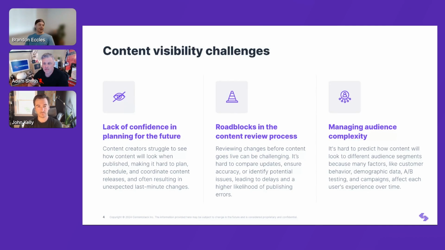Talking about content visibility, we want to talk about three main things here. Being able to plan and understand how content will look in the future at any given time. When you have all these different pieces of content that are being orchestrated and updating, working in tandem, it really makes it hard to understand how any specific piece of content may look when you have campaigns going on or anything like that. So that makes it hard to coordinate and plan effectively.